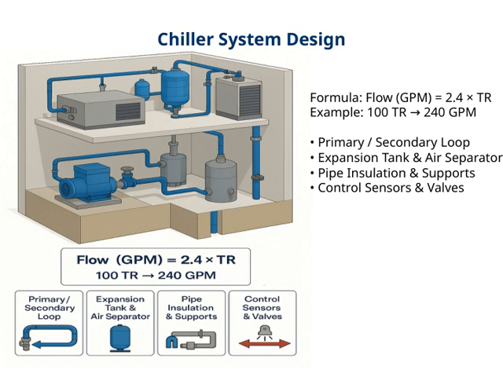Pipe insulation and supports are equally important. Insulation reduces heat loss and prevents condensation, which is vital for system efficiency and safety. Supports keep pipes secure, avoiding vibrations and potential damage. Finally, control sensors and valves are the brains of the system. They monitor temperature and flow, enabling precise control and automatic adjustments. This ensures the chiller operates optimally under varying conditions. All these elements work together to create a reliable, efficient, and well-designed chiller system, which is the core of effective cooling in any HVAC setup.